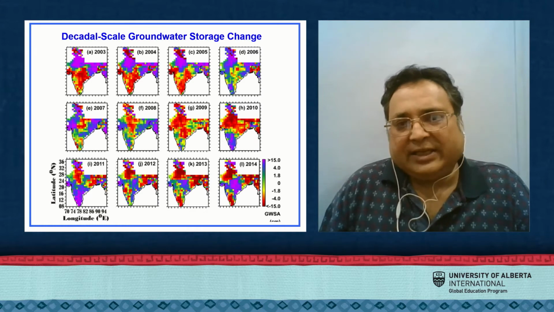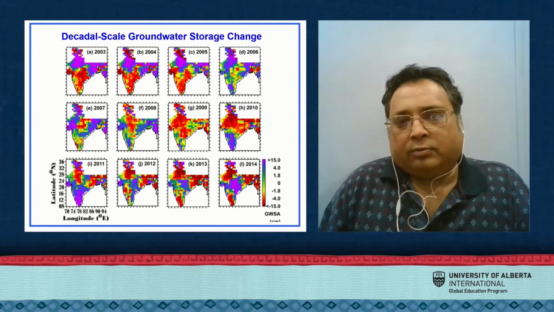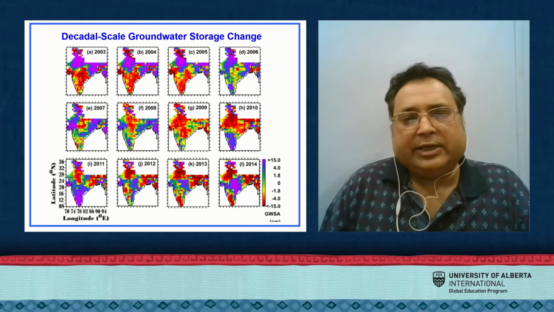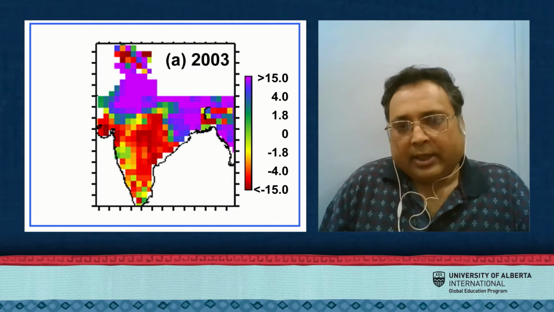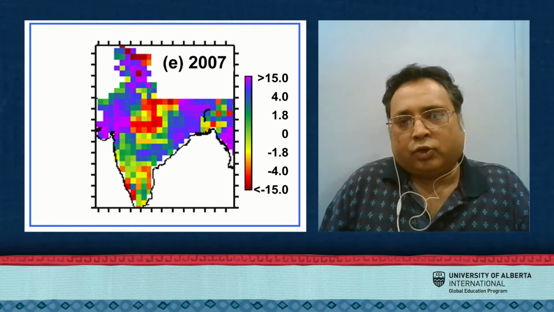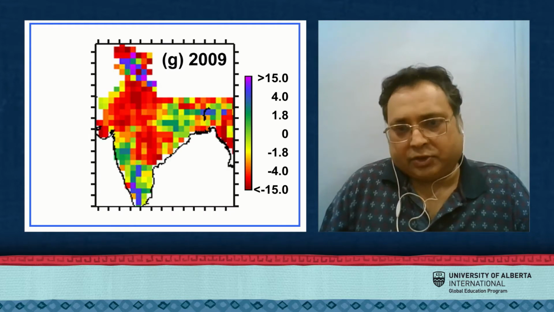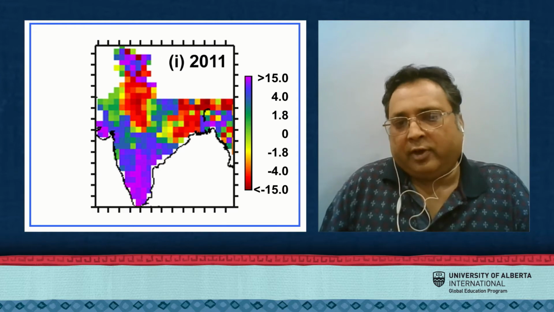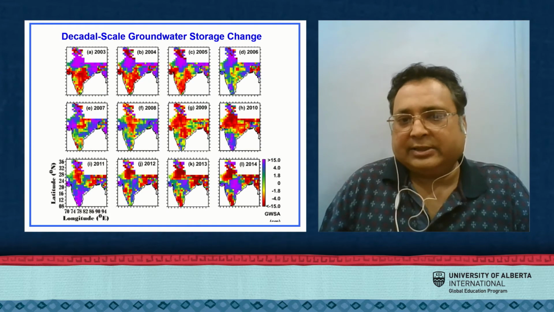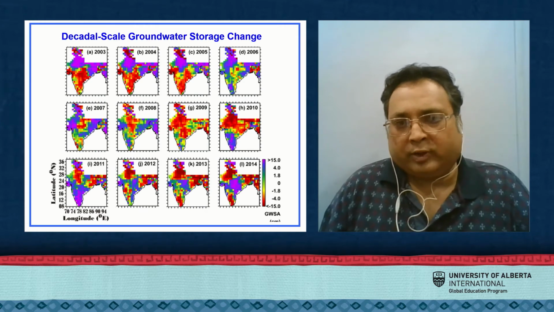And what you can see is that across India there are different colors for different years, which tells you that there is interannual variability. So if we look through the years, you would see changes of color. Blue or violet is good and red is bad. If you have more groundwater, it is blue. If you have less groundwater, it is bad, so more toward the red.